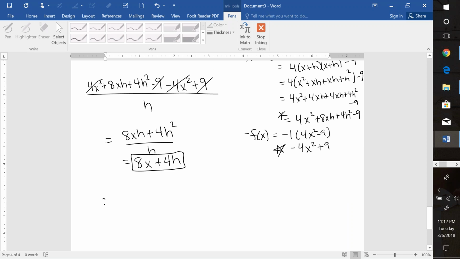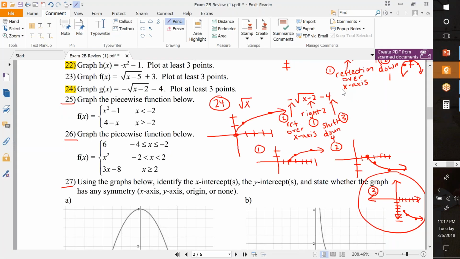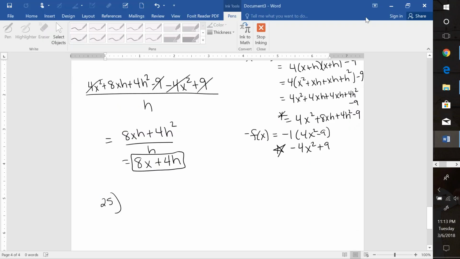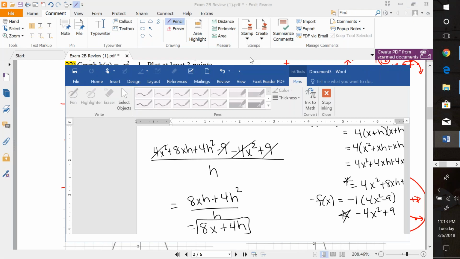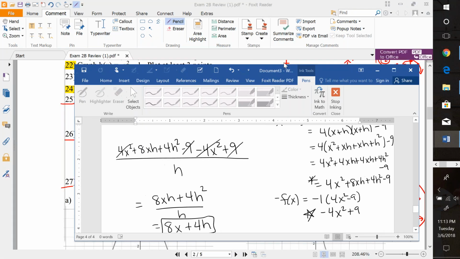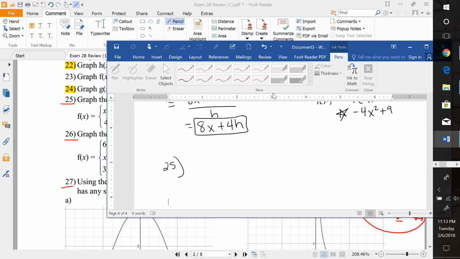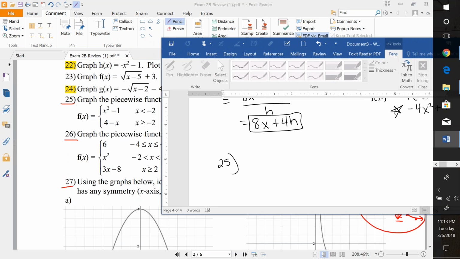So for 25, we are looking at, and I've already forgotten what the function is, x squared minus 1 when x is less than -2. Yeah, it's going to take me a second. Actually, let me see if I can make my life easier. Minimize. No, that probably is not going to help. All right, so yay, okay.